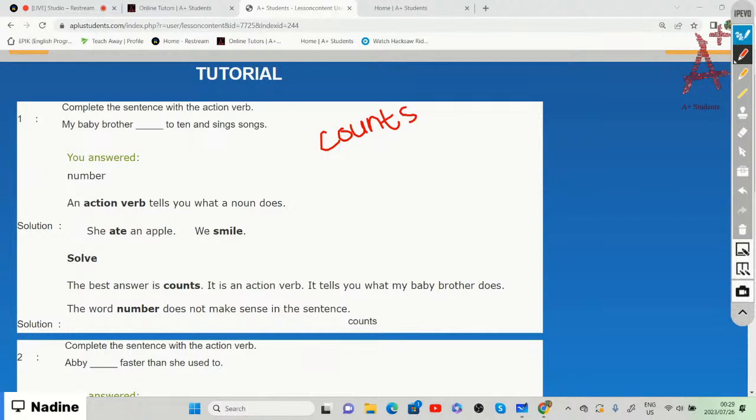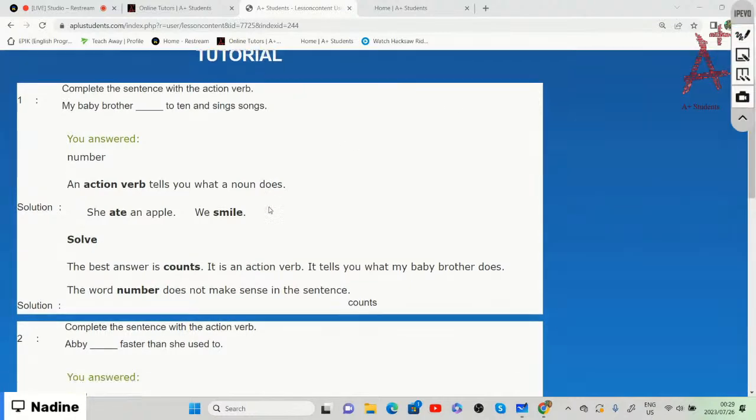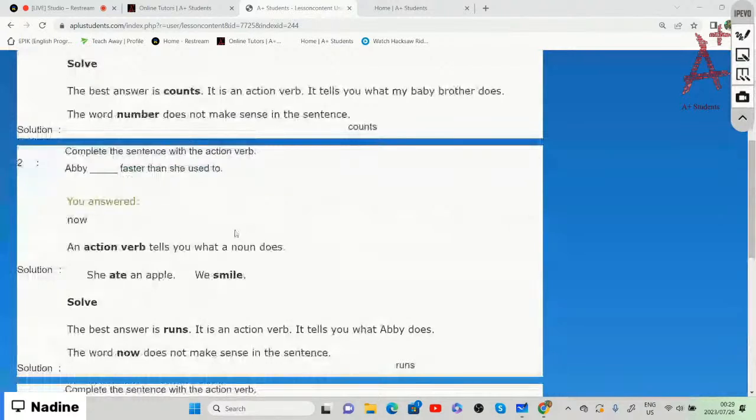So once again, I would like to apologize for the technical issue that we had. And luckily, and excitedly, it is resolved, right? All right, so once again, an action verb tells you what the noun does. And in this case, "counts" is what the noun, my baby brother, does, right? So "counts" is an action.